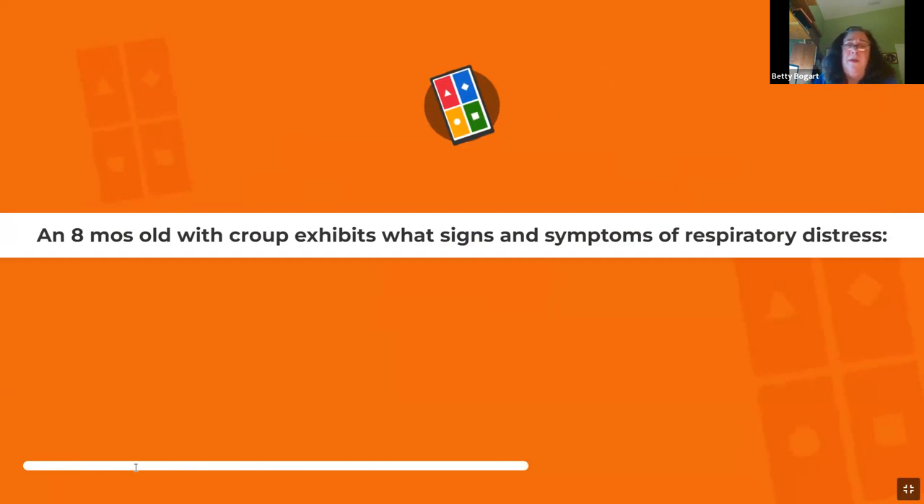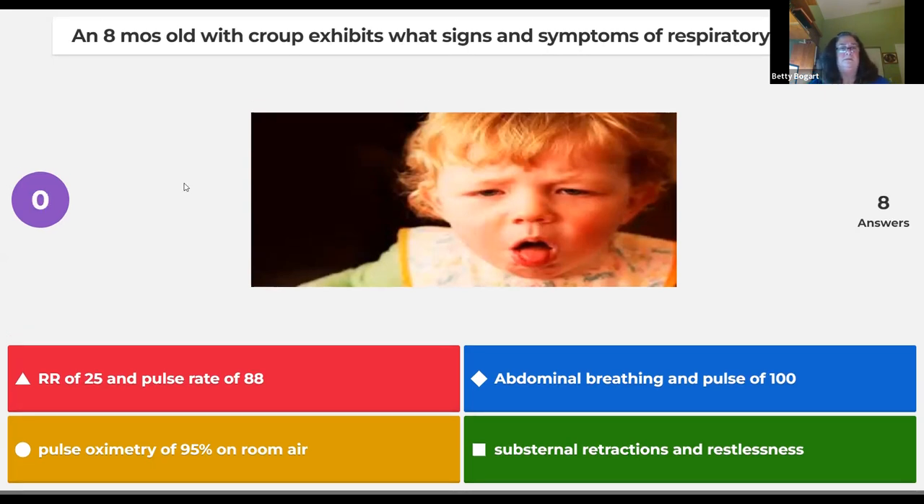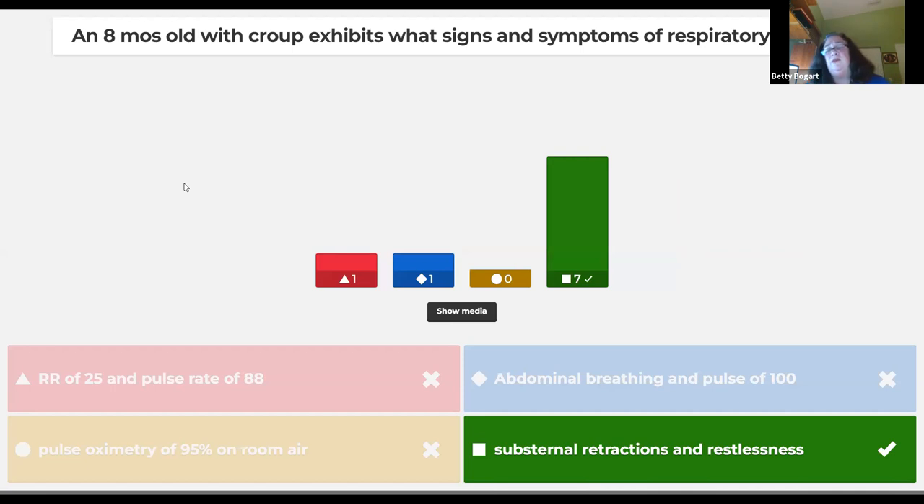An 8-month-old with croup exhibits what signs and symptoms of respiratory distress? So we're going to see those retractions and restlessness. Remember, in croup, it's inspiratory stridor. They can have a hard time getting it in, okay? In asthma, it's that prolonged expiratory phase because they can't get it out. That's the difference between the two.